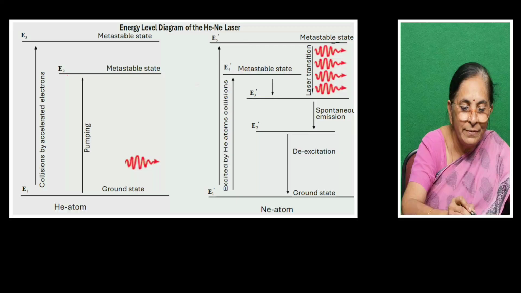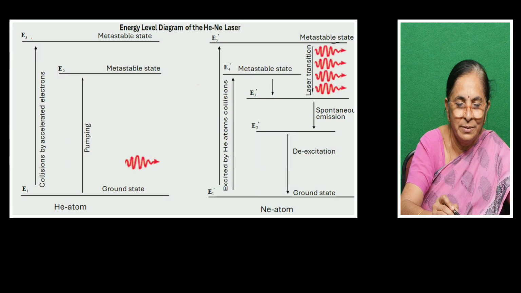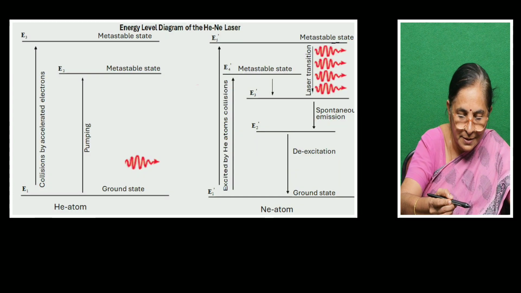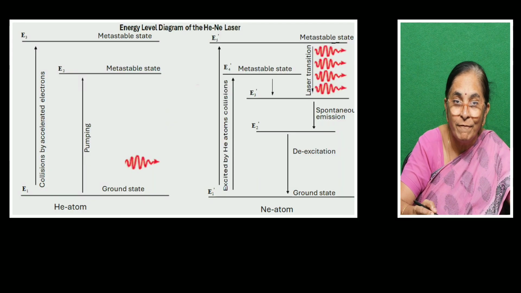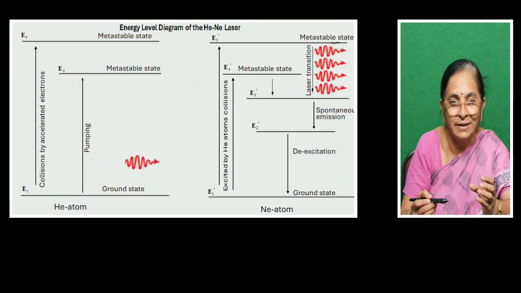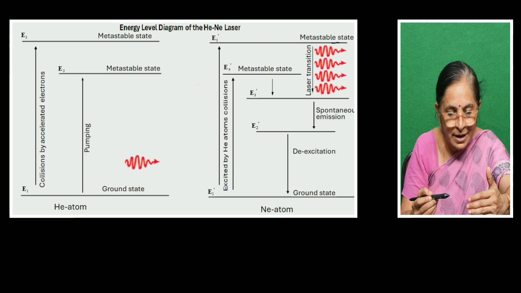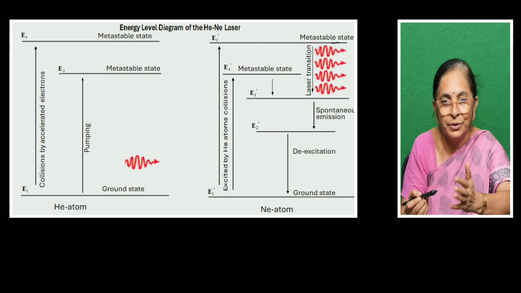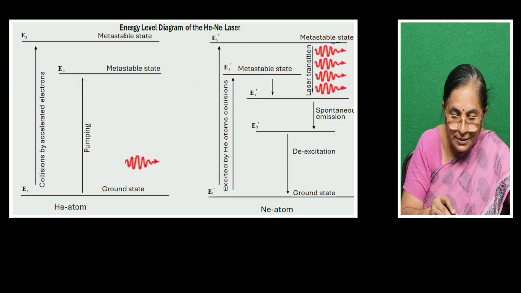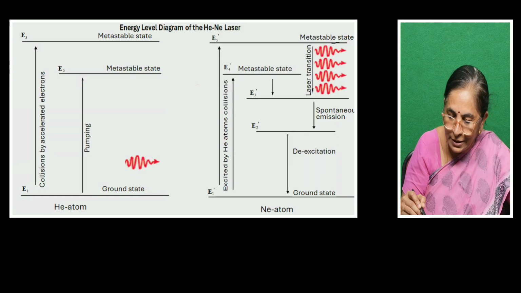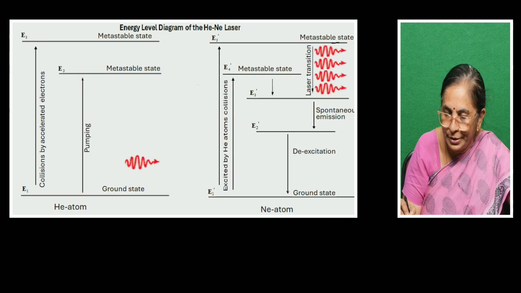We know the levels E2 and E3 are metastable states. There, the helium atoms cannot stay for a longer time. So what do they do? They jump back to the ground state from E2 and E3, releasing the excess energy. Because of that energy, they went to the higher energy levels, and now they return back and give out their excess energy. Now this energy will be shared with the neon atoms.